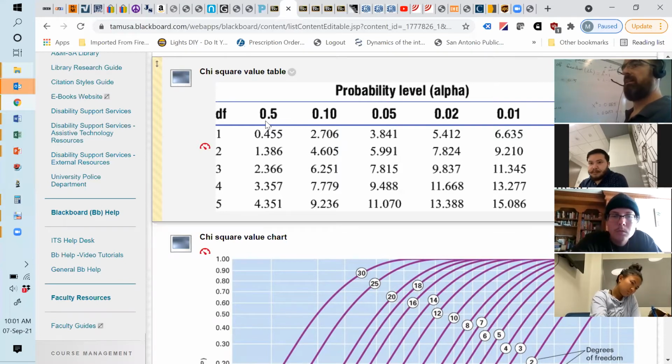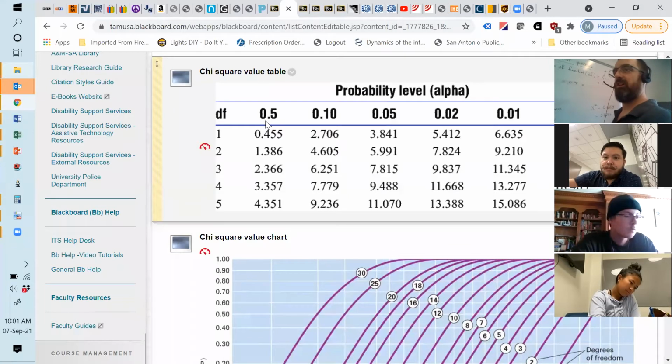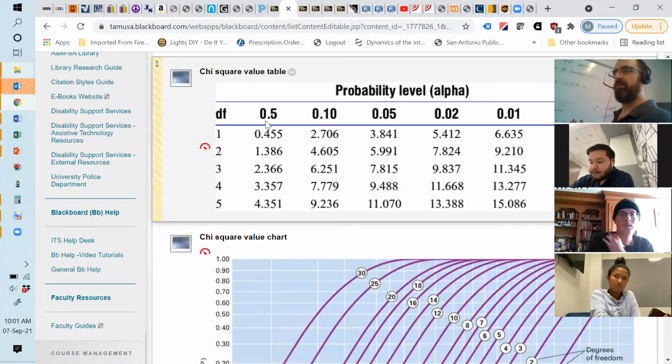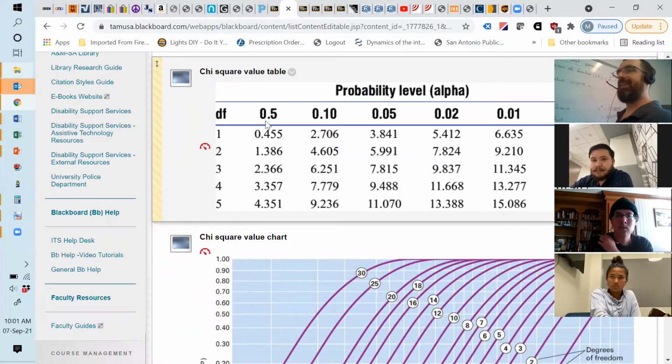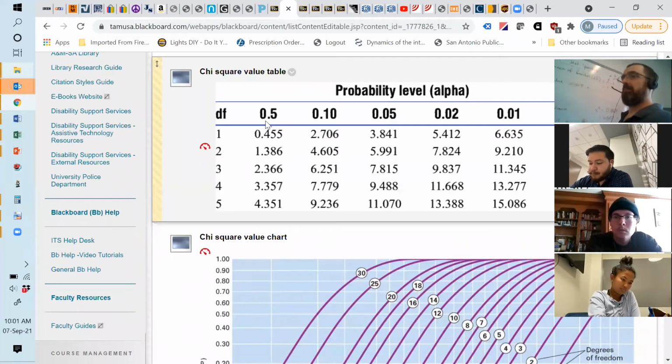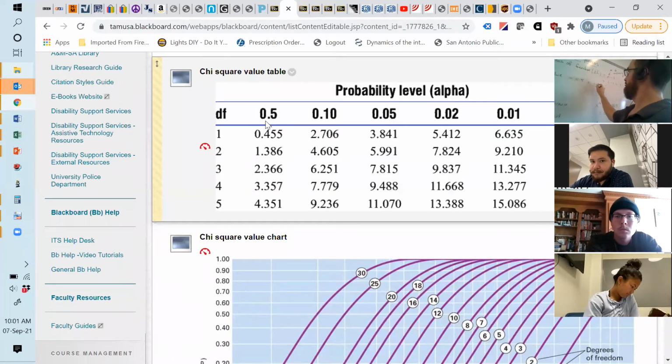And so because there's essentially a 1 in 2 chance of getting this result randomly, it's like a toss-up, 50-50, like a flip of a coin. It's not significant.